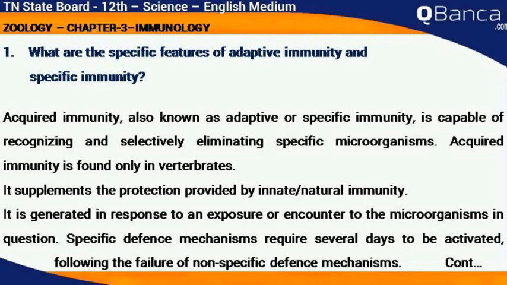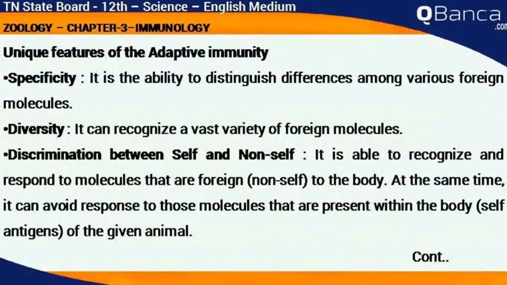Specific defense mechanisms require several days to be activated following the failure of non-specific defense mechanisms. Unique features of the adaptive immunity. Specificity: it is the ability to distinguish differences among various foreign molecules. Diversity: it can recognize a vast variety of foreign molecules.